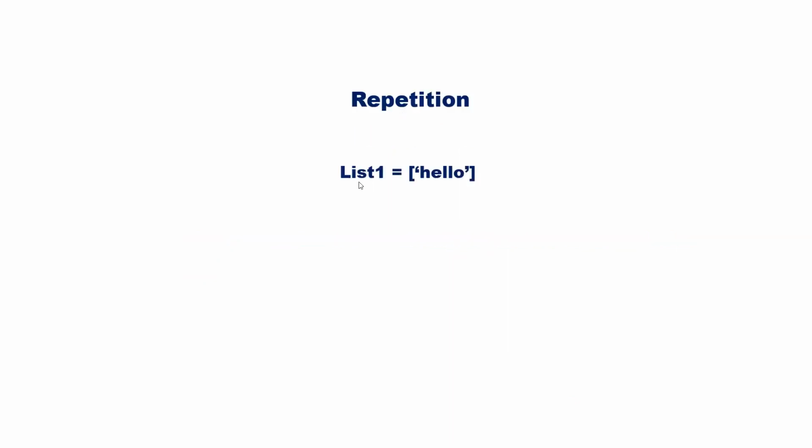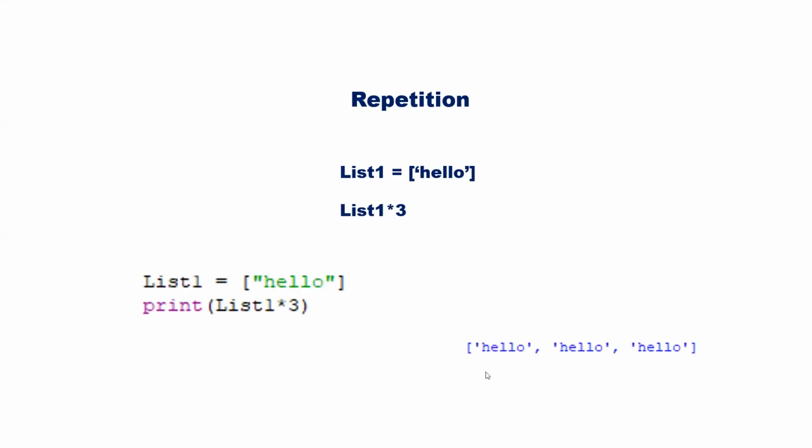The star operator is the repetition operator and is used to replicate the elements in the list. For example, assume that list 1 has one element, that is hello. List 1 star 3 means repeat the elements in list 1 3 times. So when we print list 1 star 3, we will get a new list with hello 3 times.